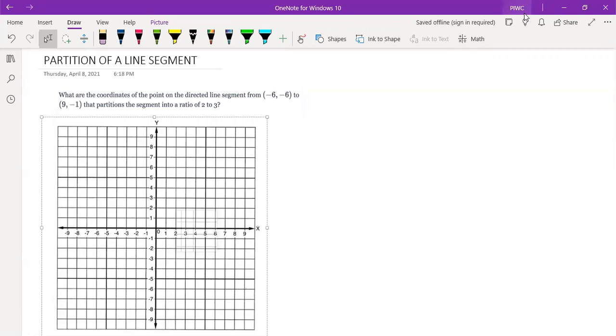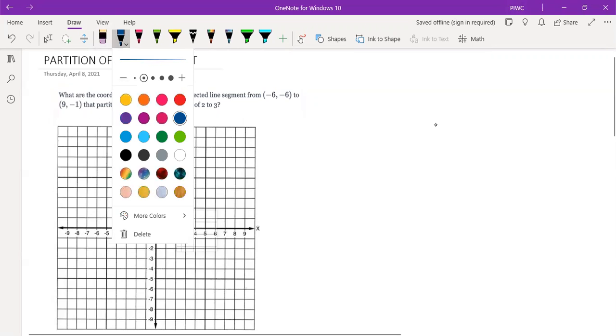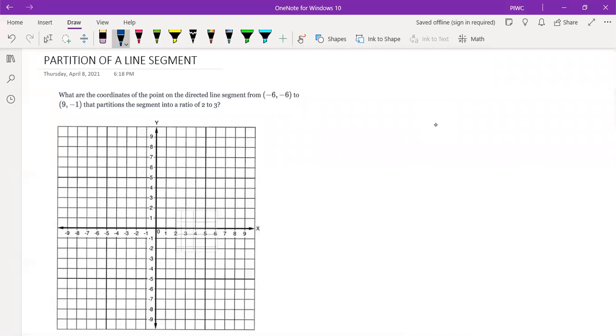So for the same question, what are the coordinates of the points on the directed line segment from -6, -6 to 9, -1, that partitions the segment into a ratio of 2 to 3? So to use the graphing approach, we will first have to plot the points. All right, so let's plot the points.